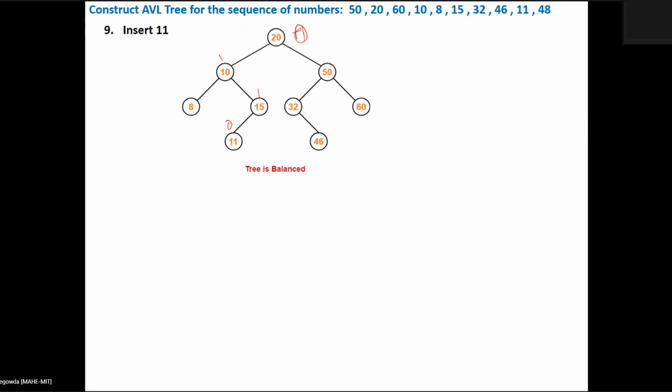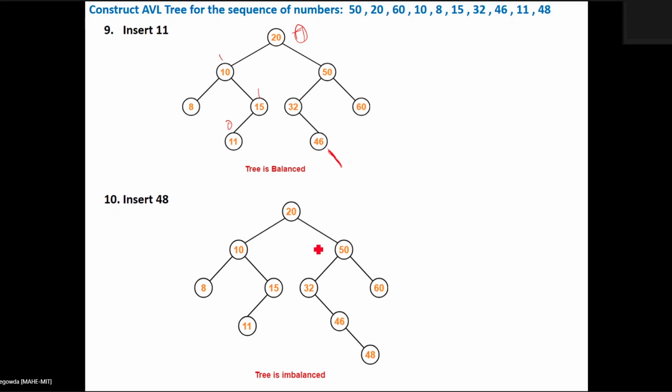Next, we have the next number, that is 48. Where exactly does 48 go? 48 is greater than 20, 48 is less than 50, 48 is greater than 32, 48 is greater than 36. So this is going to become the right of 46. Now the tree is imbalanced.